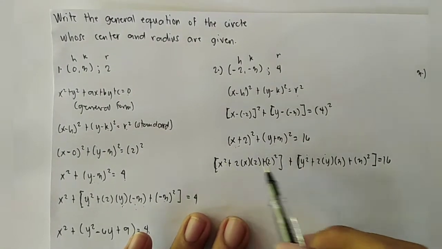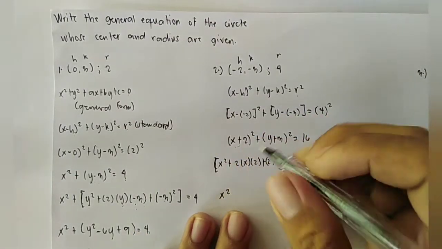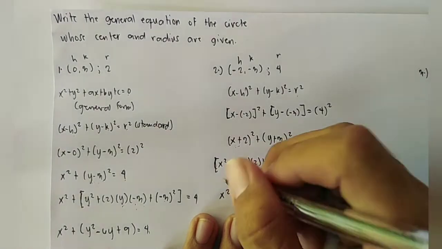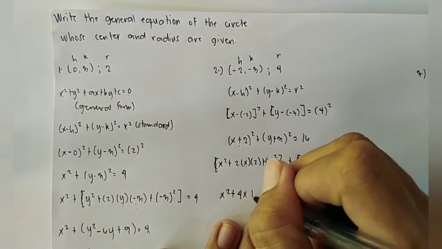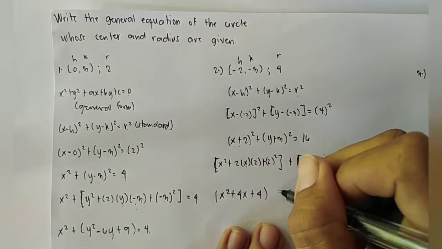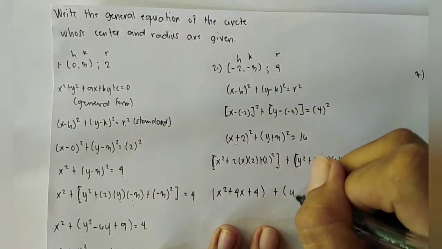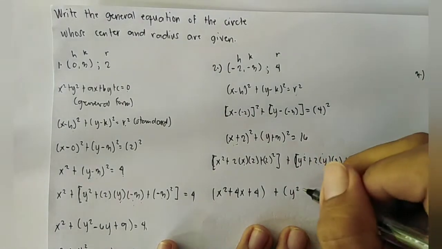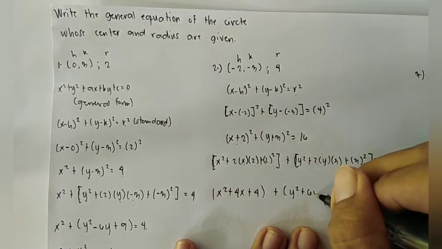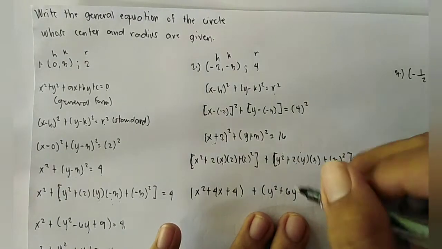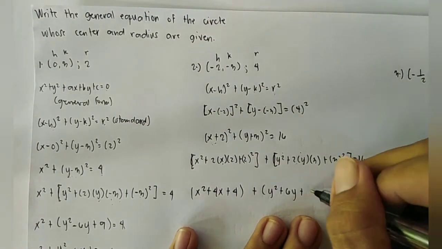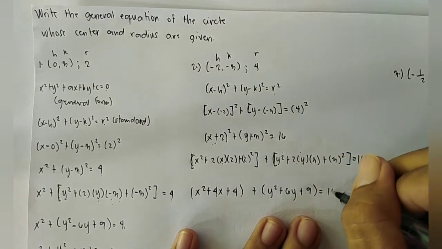So now we have to simplify this one. x squared plus 2 times x, that is 2x, times 2, that is 4x. Then plus 2 squared, that is 2 times 2, that is equal to 4. Then plus y squared, plus 2 times y, that is 2y, times 3, that is 6y. Now let us have positive 3 squared. We have 3 times 3, that is 9, is equal to 16.